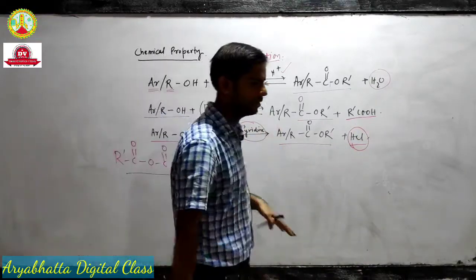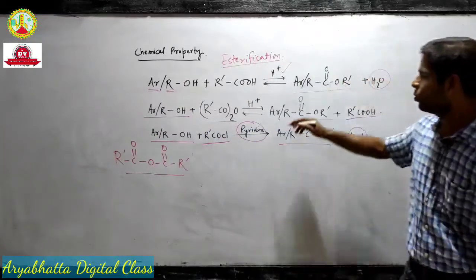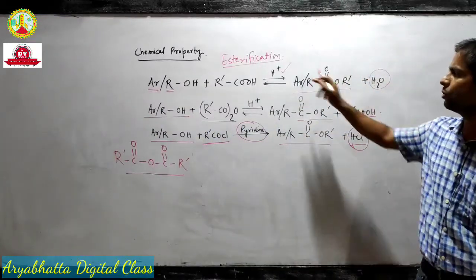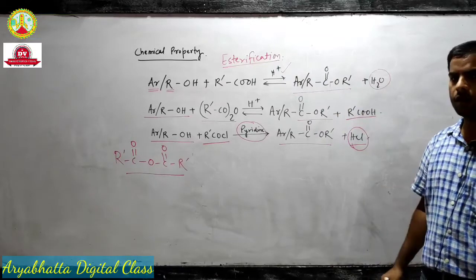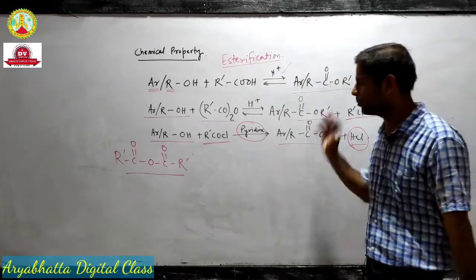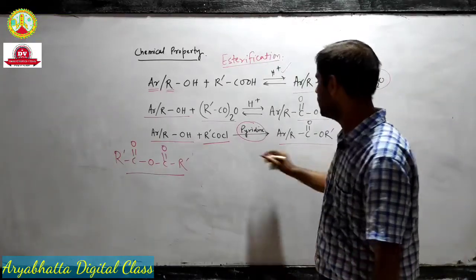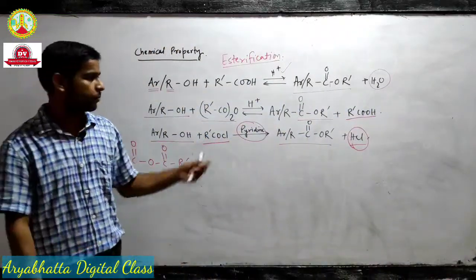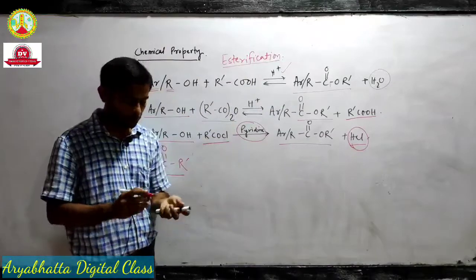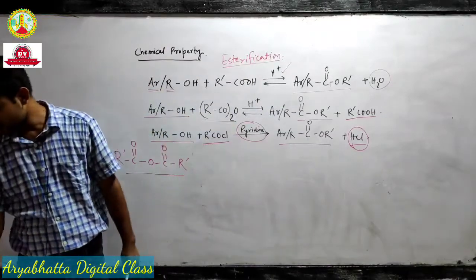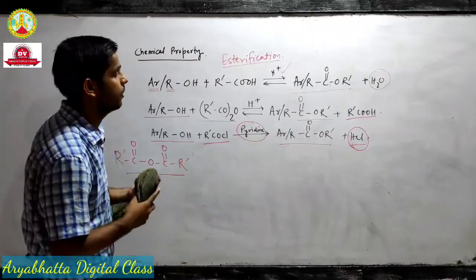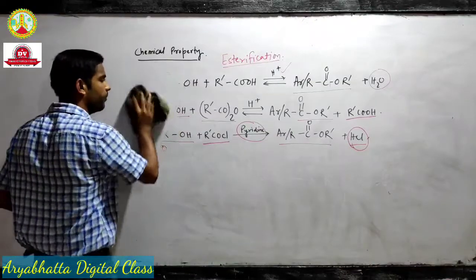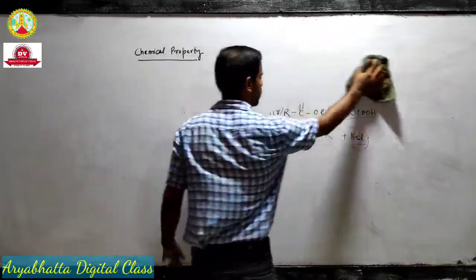in the forward direction. Okay, so to absorb water we used an inorganic acid like sulfuric acid, and to neutralize the HCl we have used pyridine in the reaction. Okay, so using these reactions we can produce various types of esters. So let's take a few examples.